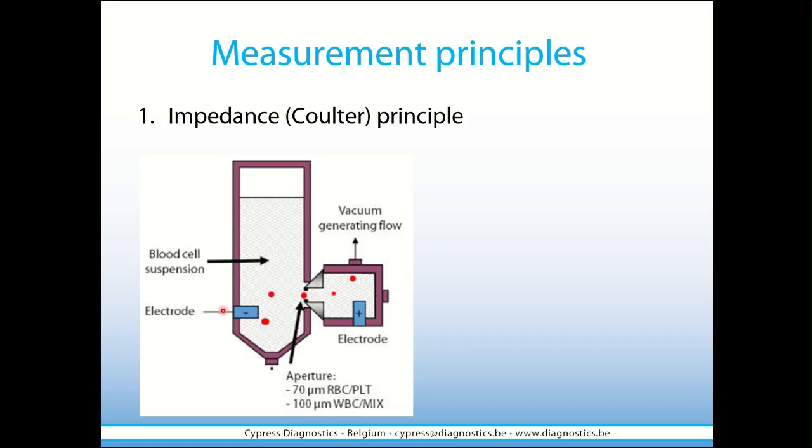Flanking the aperture are two electrodes. They conduct electricity. When no cell is in the small aperture, electricity flows freely. However, when a cell is sucked through this aperture, the current is resisted. As such, there is a measurement of difference in tension. And the system will count the number of such events and also measures the pulse in the current, which is directly correlated to the volume, the size of the cell passing through.